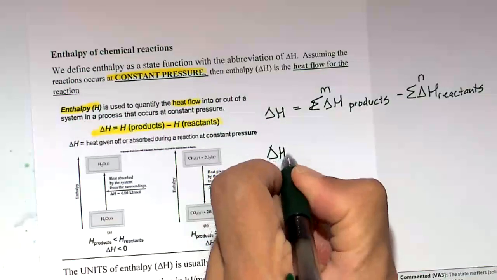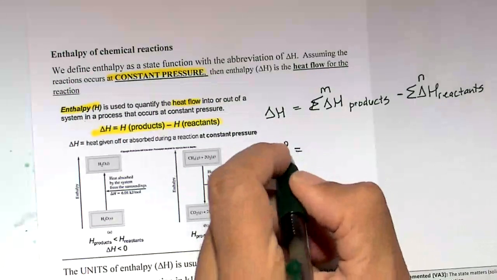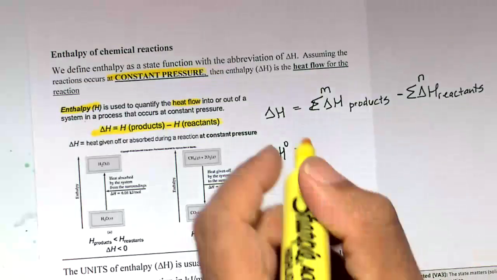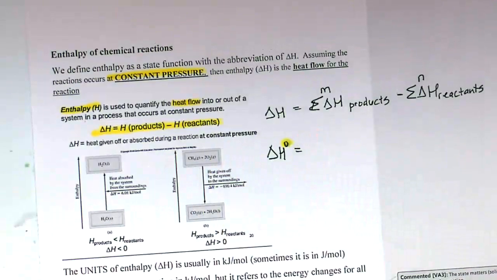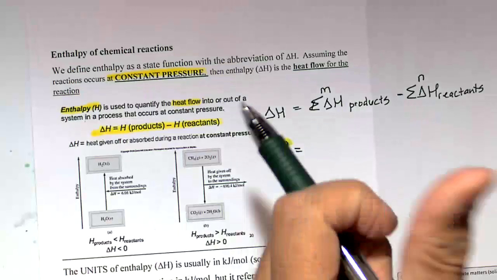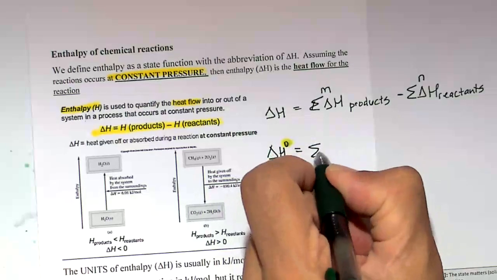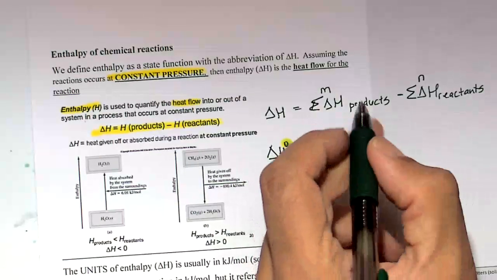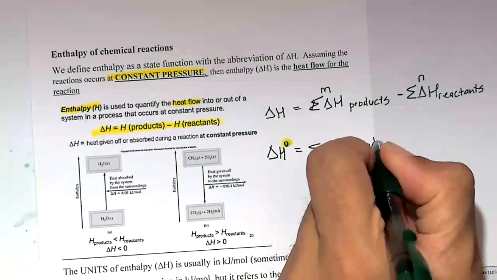And this also holds true for standard state. Okay, this is standard state: 1 atm, 25 degrees C. Same thing. We'll do some practice problems involving this. This m means stoichiometric coefficient.